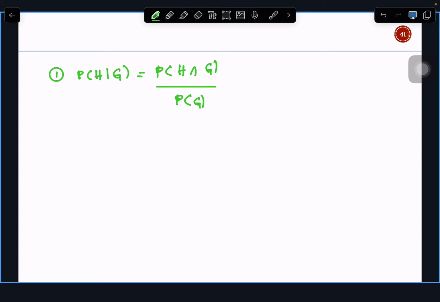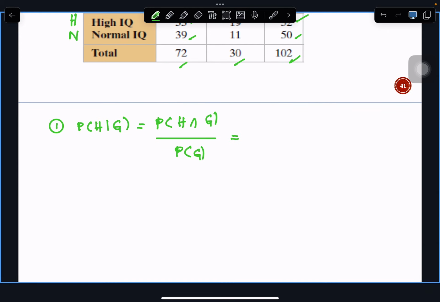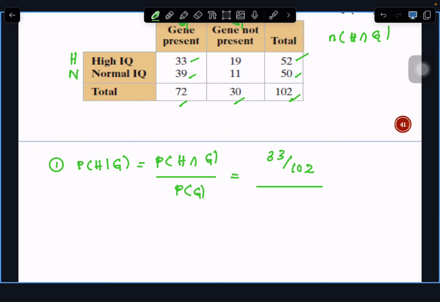But notice that we are talking about P and P there. So how many H intersect G do we have? 33, correct? So to get P(H given G), this is actually 33 divided by 102. And divide by, how do we get P(G)? What is our P(G)? 72 divided by 102.